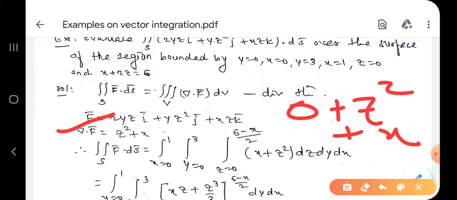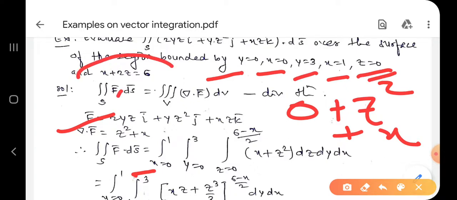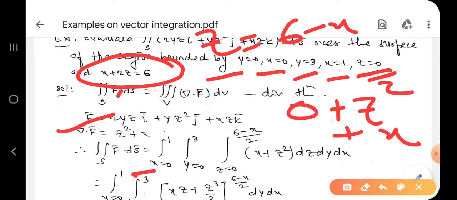And limits are given here. What are the limits? x equal to 0 to x equal to 1, y equal to 0 to y equal to 3 and z equal to 0 to, x plus 2z equal to 6 is given. So what is the value of z? z is equal to (6 minus x) upon 2. (6 minus x) upon 2. This is the value of z.